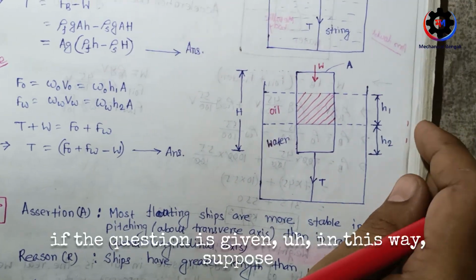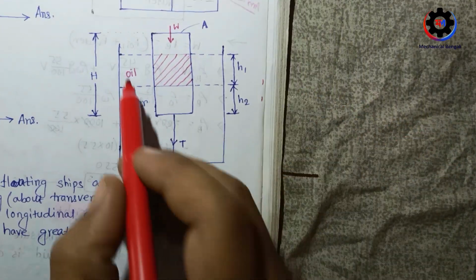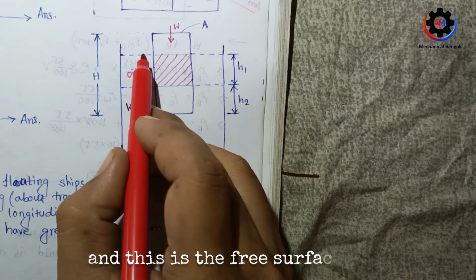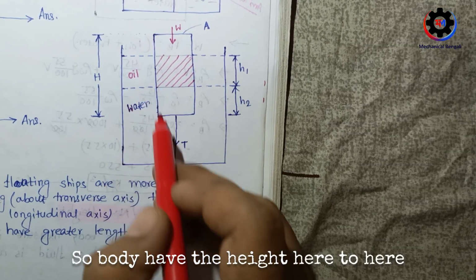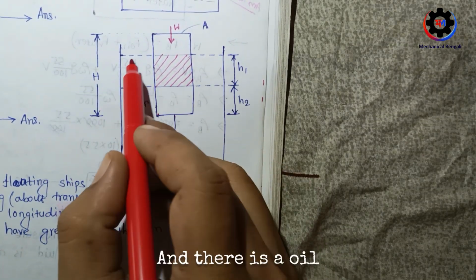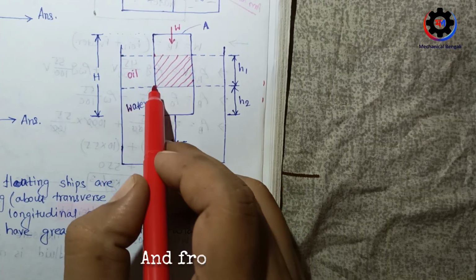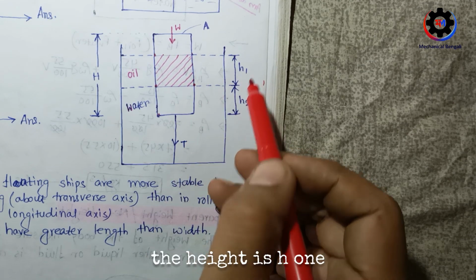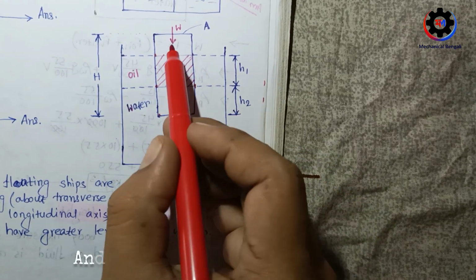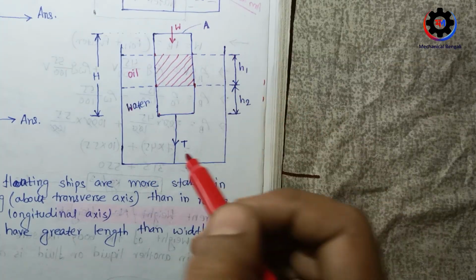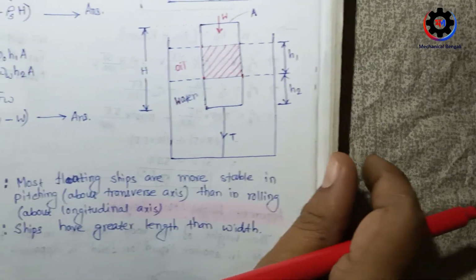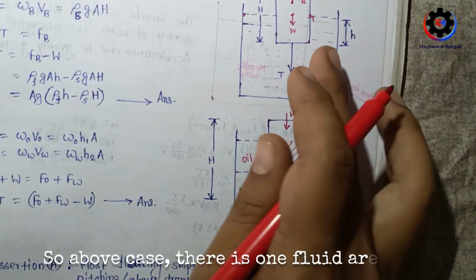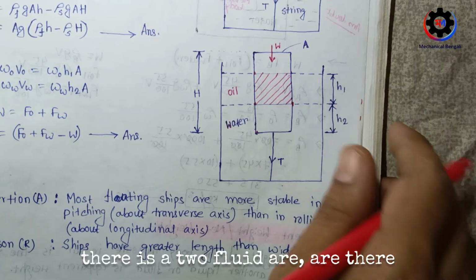Now if the question is given in this way: suppose up till here there is a fluid, and here there is a body, and this is the free surface. The body has height capital H, and from here to here there is oil, and from here to here there is water. The oil height is H1 and the water height is H2, and W is acting downward, A is the area of cross section of the body, and there is tension T acting downward. Now how to calculate the tension for this case? There are two fluids here, whereas in the above case there was one fluid. So how to calculate that?